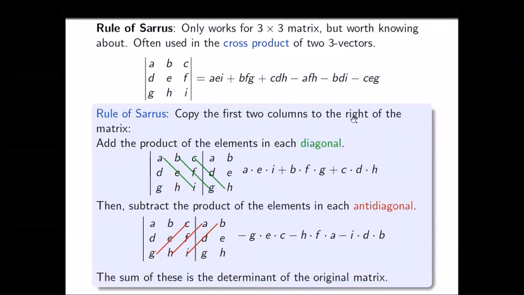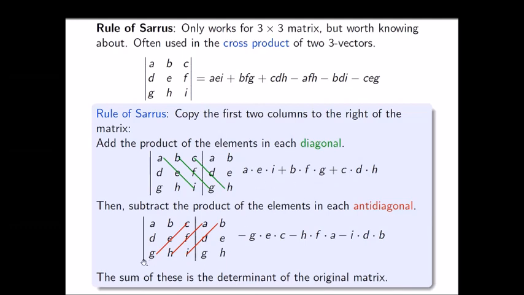We copy the first 2 columns to the right of the matrix. So we take the columns A, D, G and B, E, H and make copies of them to the right of the matrix. And then we draw the 3 possible diagonals. Along each diagonal, there are 3 entries. We take their product, and then we add all the 3 products with each other.